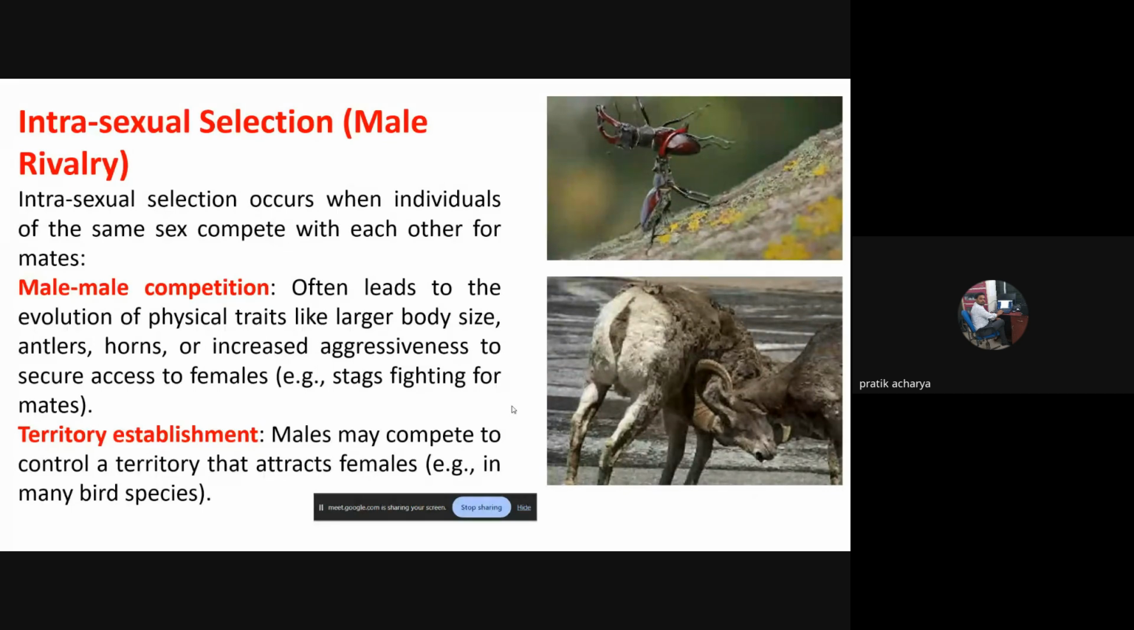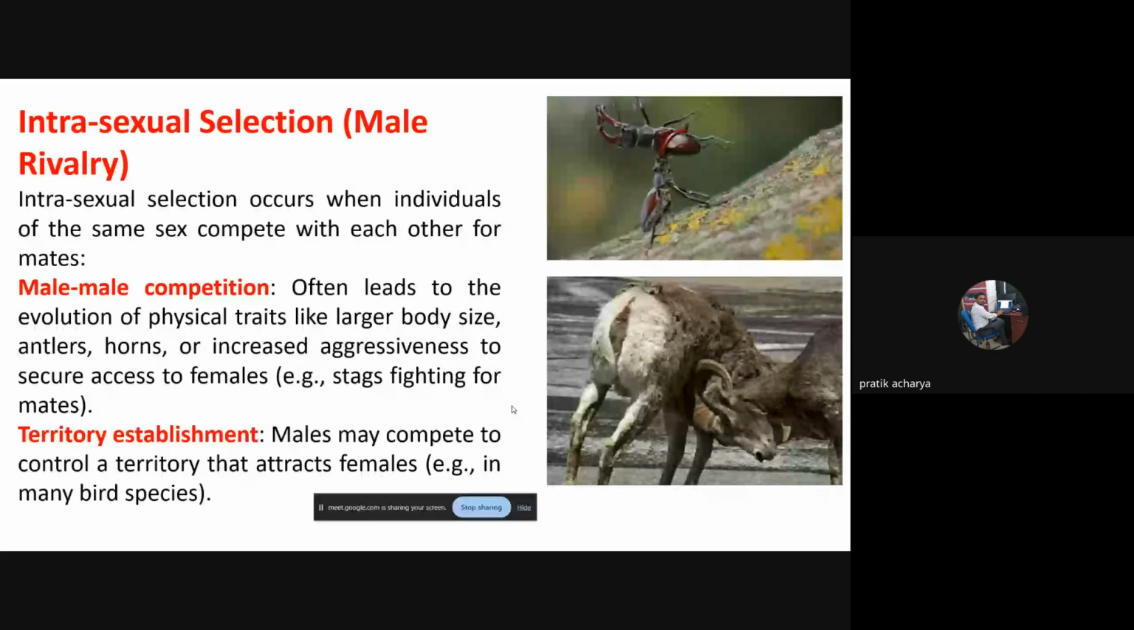Why are they fighting in this manner for mating? To express their dominance, which often leads to the evolution of physical traits like larger body size, antlers, horns, and increased aggressiveness. These are different kinds of behavior and activities they show, and ultimately they start fighting with other males in that herd, in that group, to mate with the particular female. That is very important. Territory establishment is another purpose of this male rivalry.